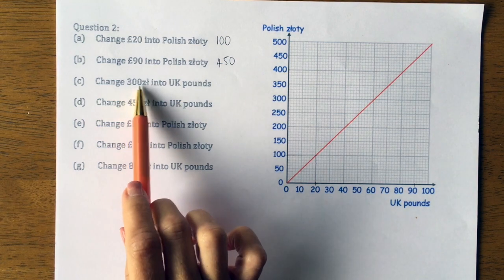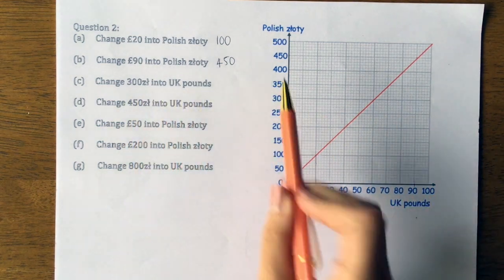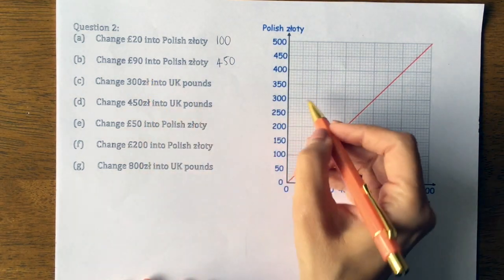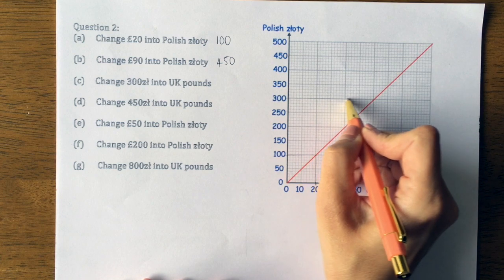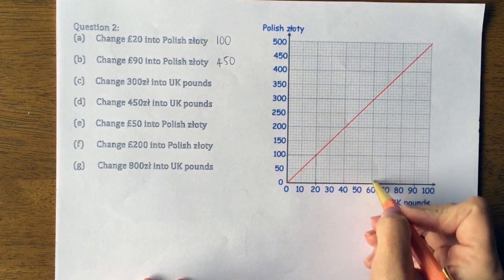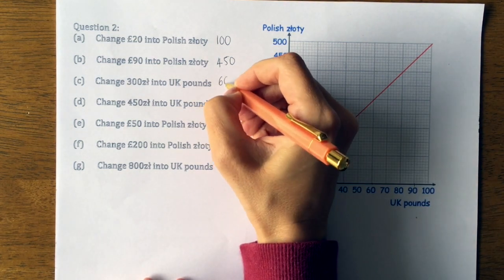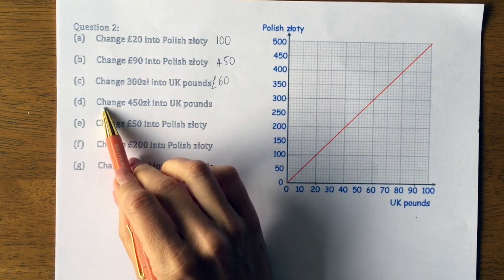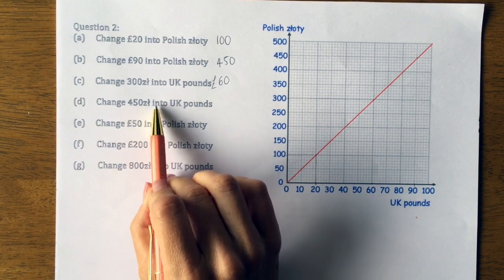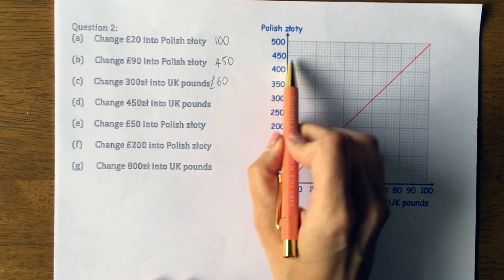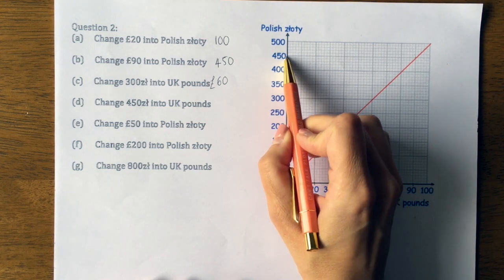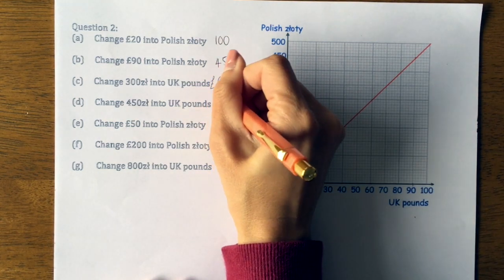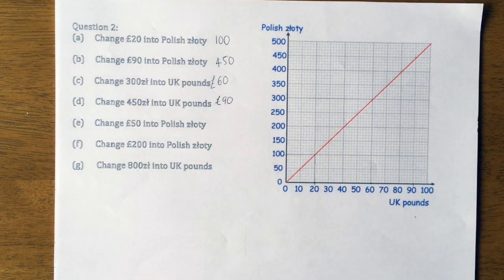Okay, the next one is doing it the other way round. So I'm going to change 300 zloty into UK pounds. This time I'm going to start on the Polish zloty side. So I go from 300, I read across, which is to there, I read down, which takes me to 60. So that's £60. Okay, the next one, change 450 zlotys into UK pounds. So 450 is up here, and we've already done this one actually, which takes us to 90. So that's nice and straightforward.